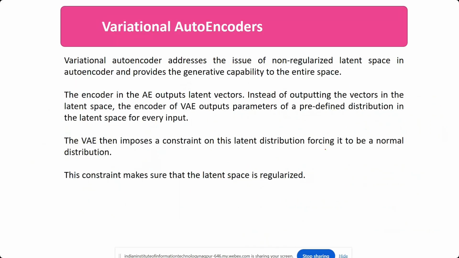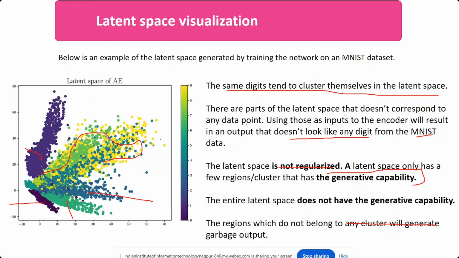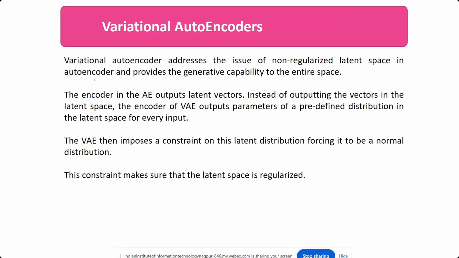So this is the problem with autoencoders, because we are only taking the data and converting it into number form. So rather than randomly giving numbers, can I learn the distribution of the images? That is the next part, the variational autoencoder. The encoder in the autoencoder just outputs latent vectors, just random numbers. Instead of outputting vectors in the latent space, the encoder of a variational autoencoder outputs the parameters of a predefined distribution. What is the meaning of this? This is a predefined distribution.